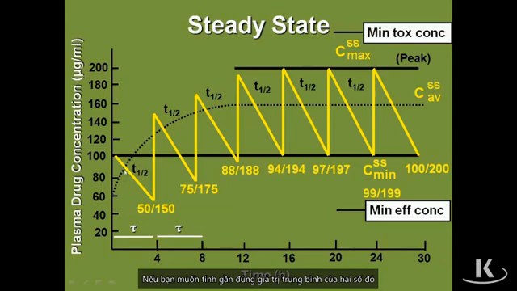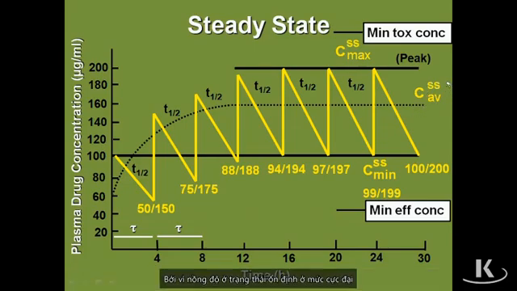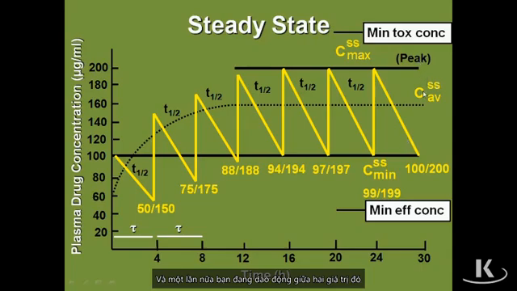If you wanted to approximate an average of those two numbers, you could draw a line right through the middle of this curve to represent your CSS average. Okay? Because the concentration at steady state at the peak would be the CSS max. The concentration at steady state at the trough level would be the CSS minimum. Okay? And again, you're oscillating between those two values.